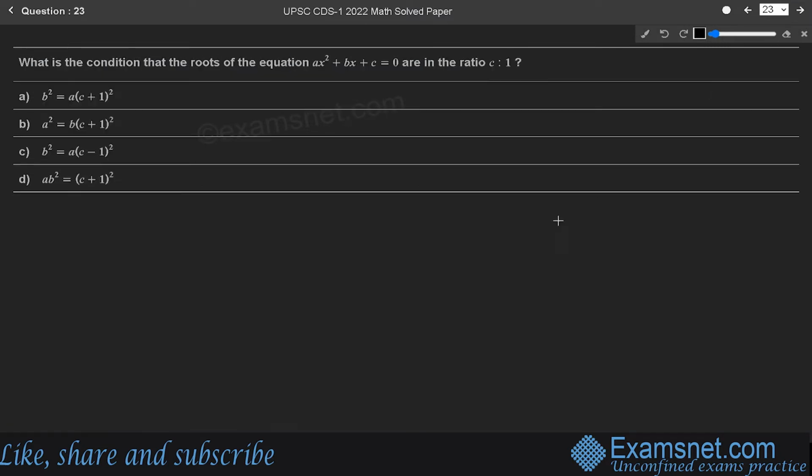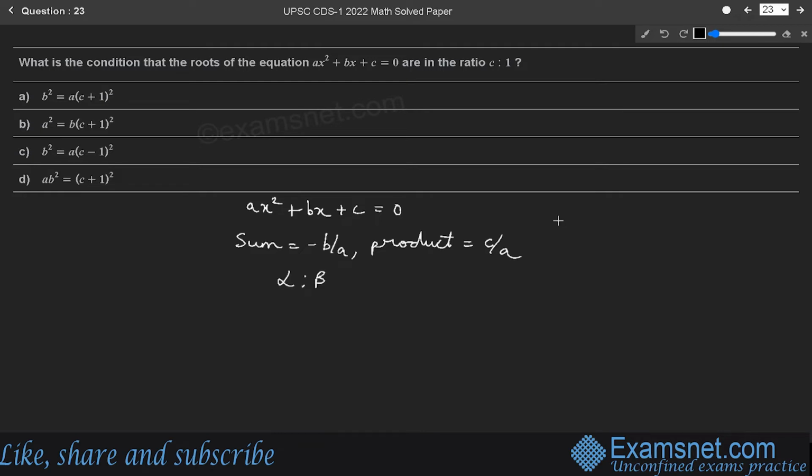Next question is a very interesting question. What is the condition that the roots of the equation ax square plus bx plus c is equal to 0 are in the ratio c is to 1? We know that the sum of roots is minus b upon a and the product of the roots is c upon a. It is given that we have to find a condition where roots will be in the ratio c is to 1. See, roots are alpha and beta.